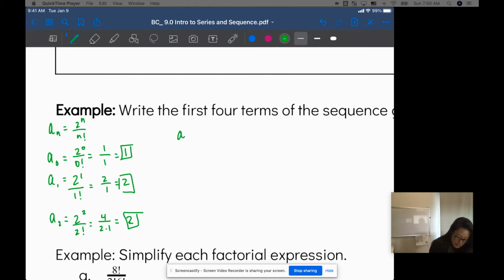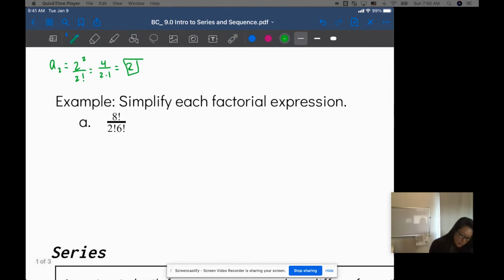And then our last term, a sub 3, is equal to 2 to the 3 over 3 factorial. So 2 to the 3 is 8 over 3 times 2 times 1, which is 8 over 6, which is 4 over 3. Okay, so our sequence would list as 1, comma 2, comma 2, comma 4 thirds. All right, and if it goes on forever, we would just put the dot, dot, dot.